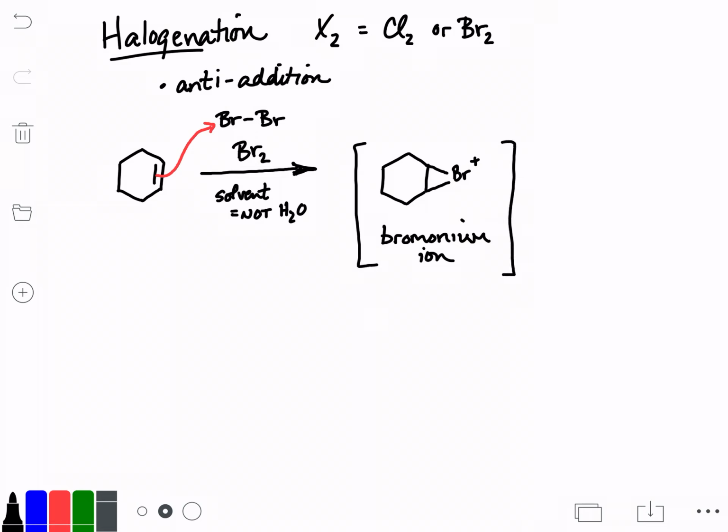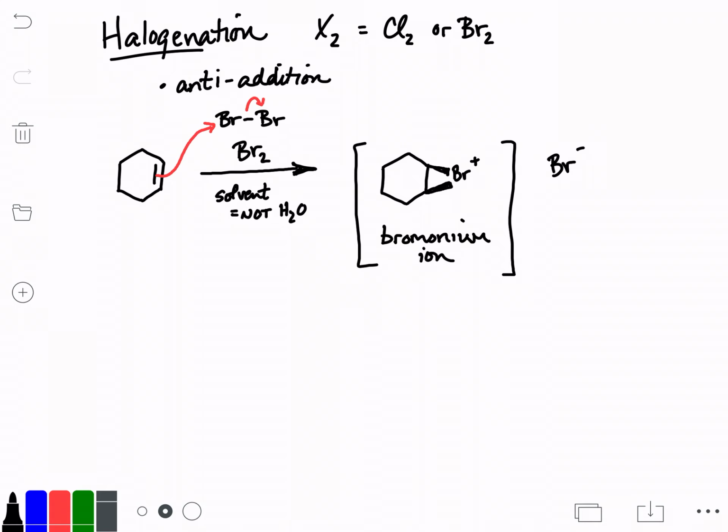That -ium ending, just like you learned in Gen Chem with the ammonium ion, just means positively charged. So we end up with this, and our other bromide ion, having been released from that initial attack, will attack one of the two carbons to form our final product. Now this is where we need to think about stereochemistry. The bromonium ion bromine is somewhere in space. It's either forward of the ring, the way we're looking at it, or it's backward. We don't know which one. In this molecule, it doesn't matter. So I'll just draw it as having been forward.